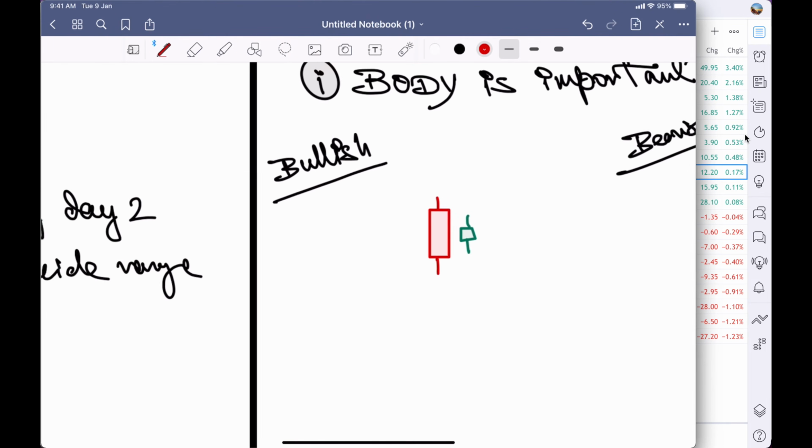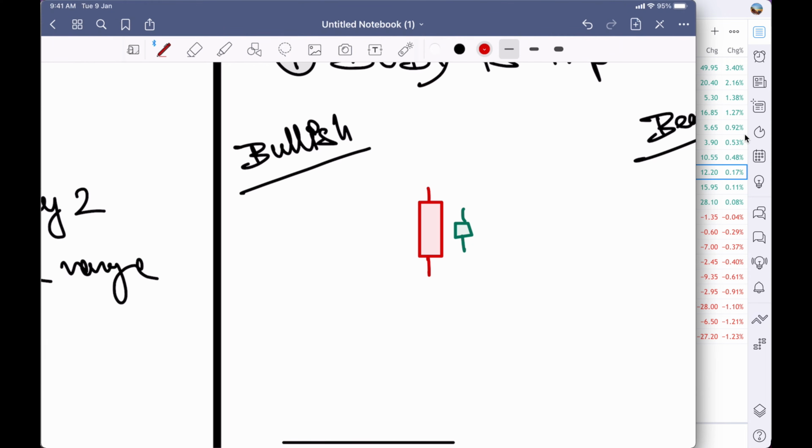The body is important, that is the entire body of day 2, the small green candlestick. I am talking about only the body, nothing to do with the shadows. It has to be completely inside the body of day 1. The shadows can shoot out like this, they can go outside the range of the previous day, it does not matter. The only thing that matters over here is that this particular small body has to be completely inside the previous body. This is what matters in terms of the body.